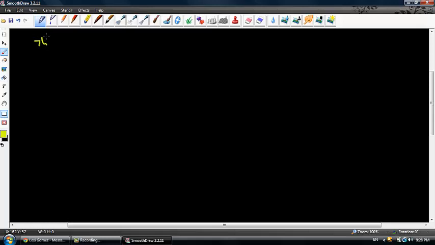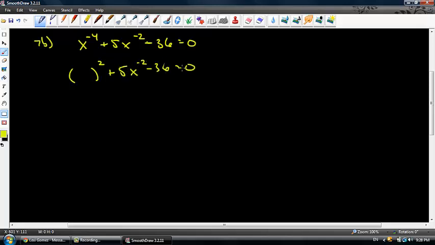7a should be a piece of cake. Let's do 7b. x to the negative 4 plus 5x to the negative 2 minus 36 equals 0. Okay, so let's go ahead and just switch this down. Something squared plus 5x to the negative 2 minus 36 equals 0. So this should be x to the negative 2, because negative 2 times 2 is negative 4. Let's factor this normally. So x to the negative 2, x to the negative 2. I need two numbers that multiply to negative 36 and add to 5, so that's going to be plus 9 and minus 4.